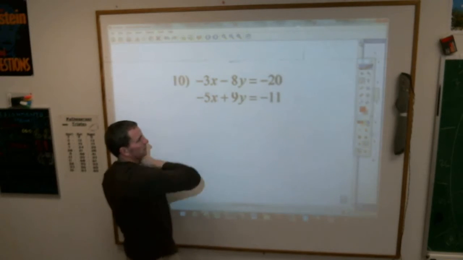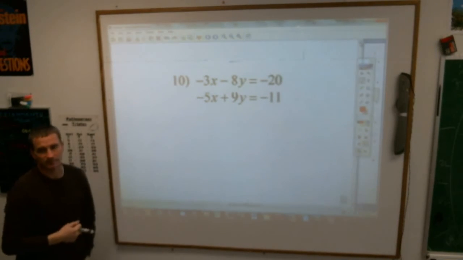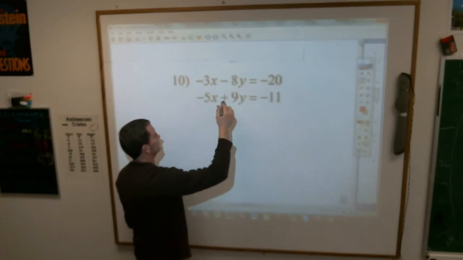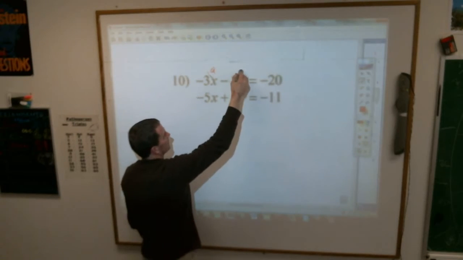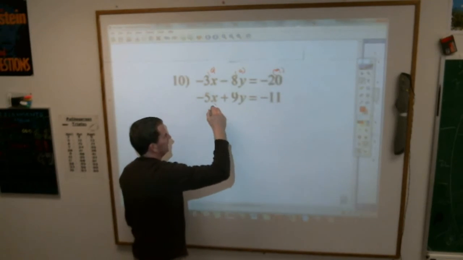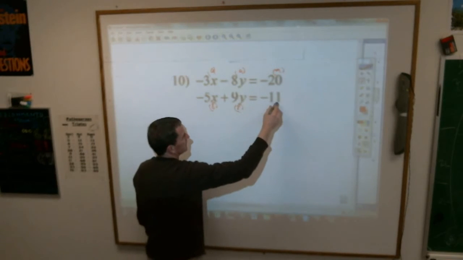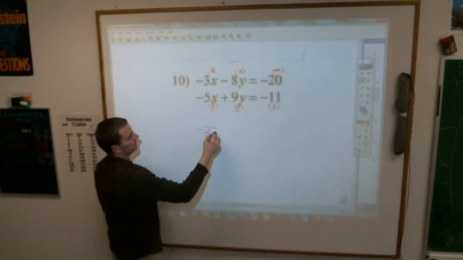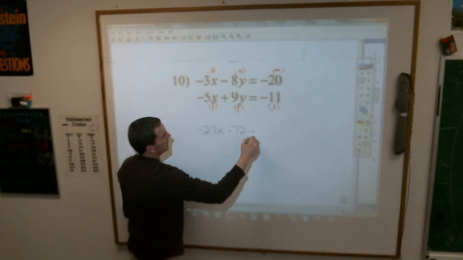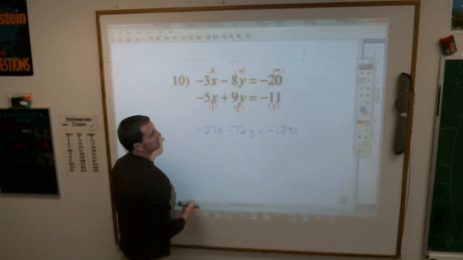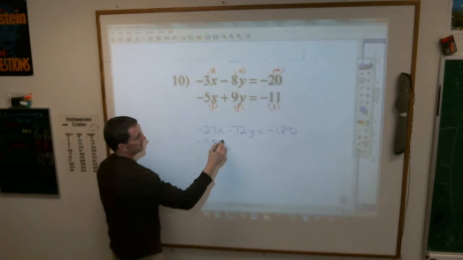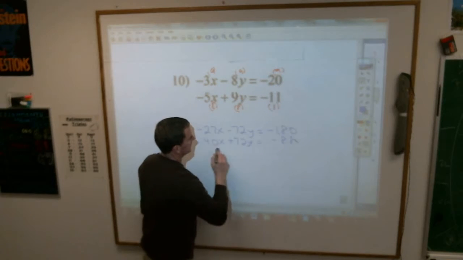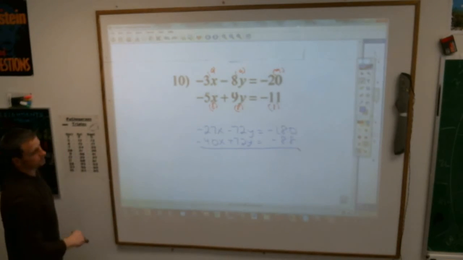Grace, what do you want to do? I don't know if there's necessarily an answer. Sure, I'll do this. I'll multiply the top by 9s and the bottom by 8s. Let's rewrite them all over. So the top I get negative 27x minus 72y equals negative 180. Bottom one is negative 40x plus 72y equals negative 88. Well, that worked out nicely, didn't it?